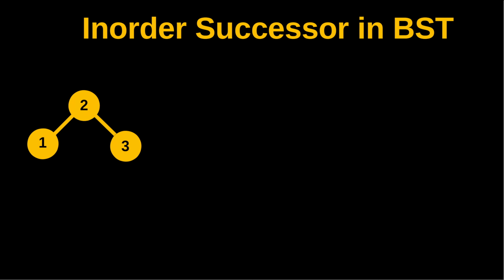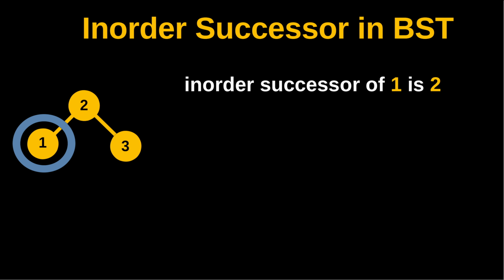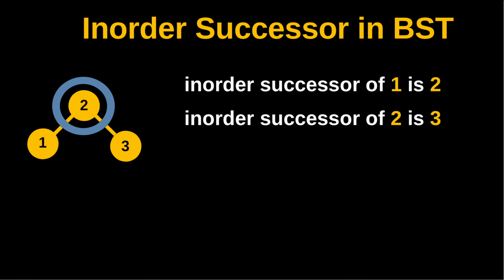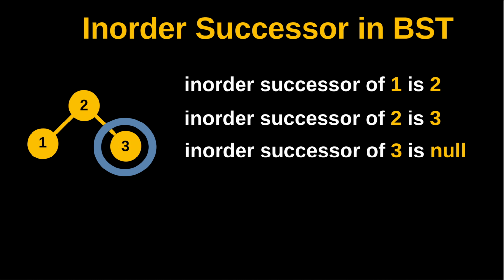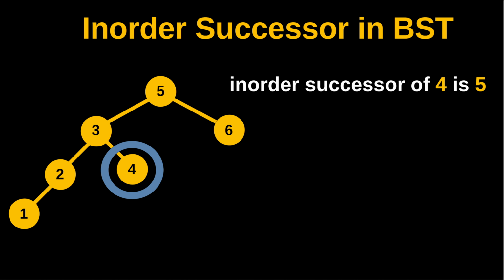So what is an in-order successor? If we are looking for the in-order successor of 1, that will be 2. If we are looking for the in-order successor of 2, that will be 3 in this tree. And if we are looking for the in-order successor of 3, there is none in this tree. Look at this tree. If we are looking for the in-order successor of 4, that is 5, which is the root of this tree. Essentially, we are looking for the node which has the next larger value.